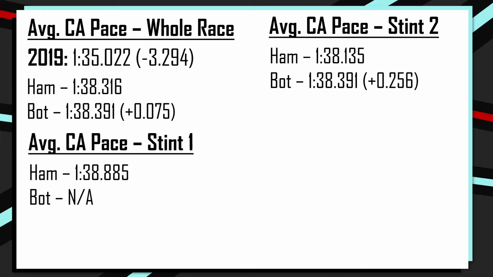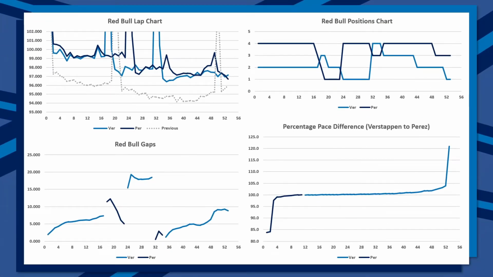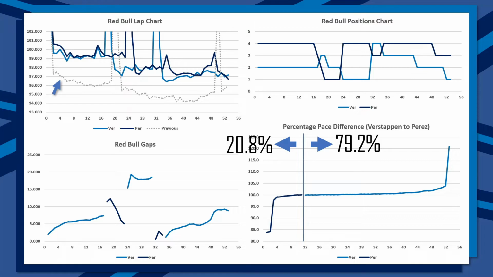Then from Mercedes we take a look at Red Bull, and once again splitting that percentage pace difference down the middle, we can see that for 20.8% of the Grand Prix, Sergio Perez was the faster driver, and therefore for 79.2% it was Max Verstappen. This is the most significant teammate difference of the entire Grand Prix, with again their grey dotted line of 2019 pace being significantly quicker than their 2021 pace.